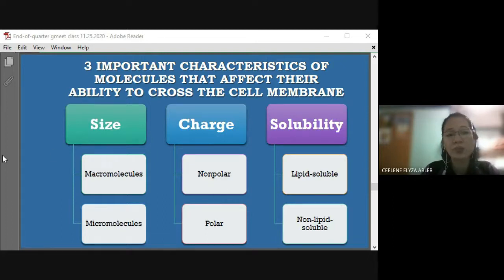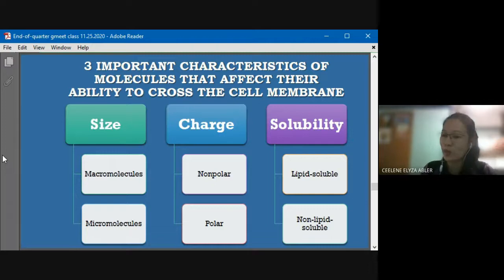And the last one is solubility. Okay. So, kapag solubility class, we have your lipid-soluble and the non-lipid-soluble. Halimbawa, if it's a lipid-soluble substance, remember non-polar lipid-soluble substances are also non-polar. So, ang ibig sabihin, mas madali sila makapasok.